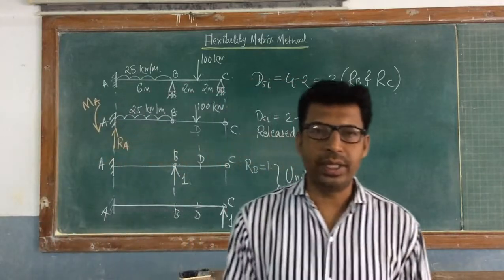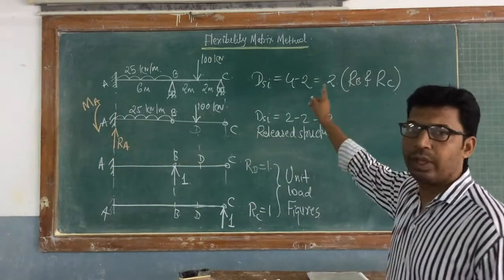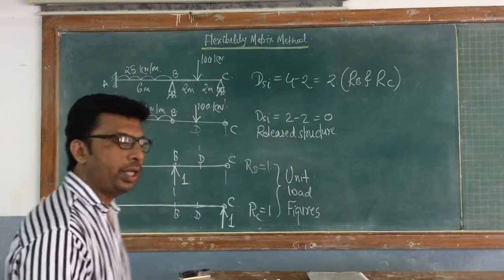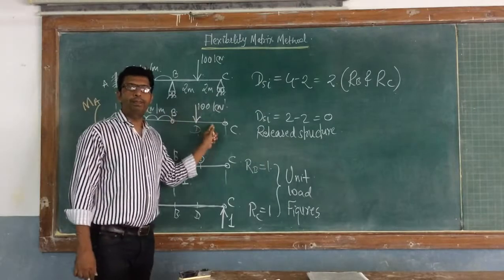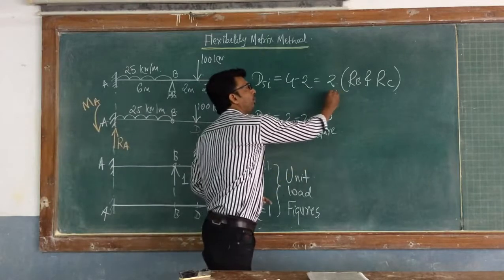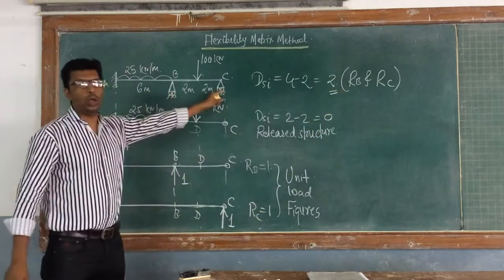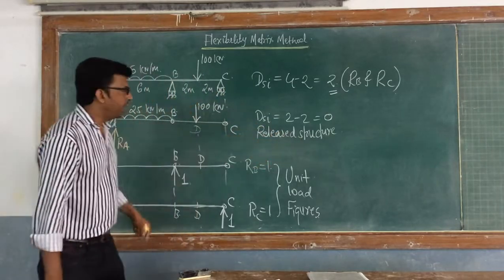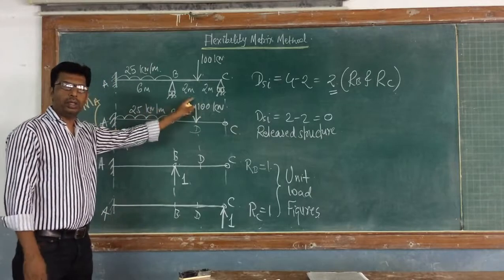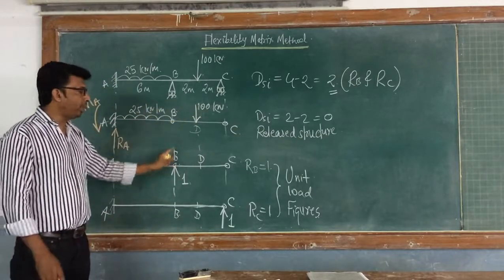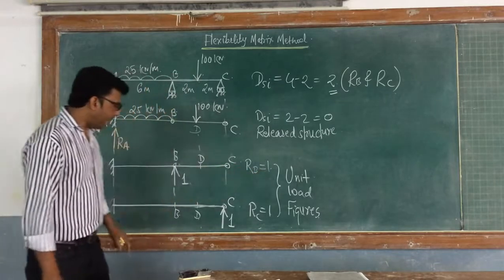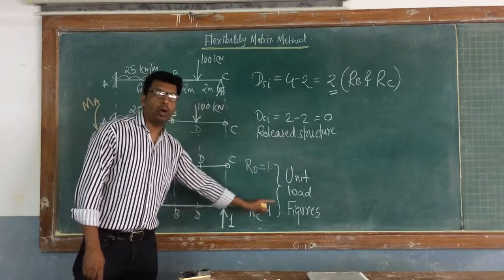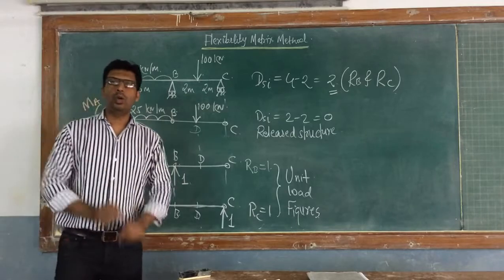So this is after determining the degree of static indeterminacy of the original structure. Now next step you have to draw the release structure depending on how many reactions you have to release. In this problem we have to release 2 reactions, and that's why we have removed these 2 roller supports. So this is now a statically determinate beam, which is also called the release structure. Now in the release structure, remove all external load and apply unit load at point B first, that is RB equal to 1, and then unit load at point C, that is RC equal to 1. These two figures are called unit load figures.